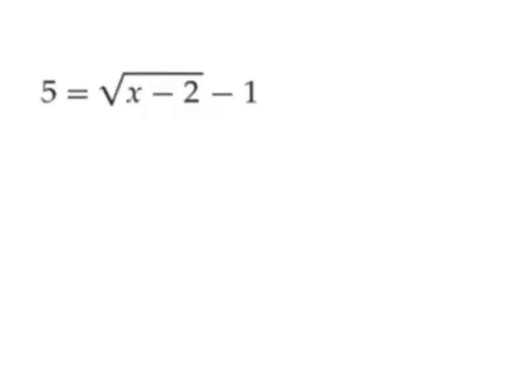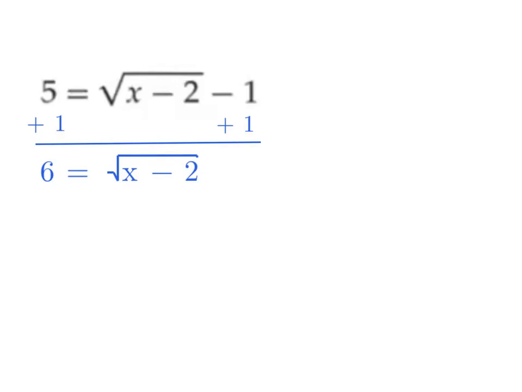So because the radical is not by itself and this minus 1 is preventing it from being by itself, I have to get rid of this minus 1. How do I do that? Add it to the other side. I'm going to add 1 to both sides, and then the radical will be by itself. Okay, so I've got the square root of x minus 2 now equals 6.